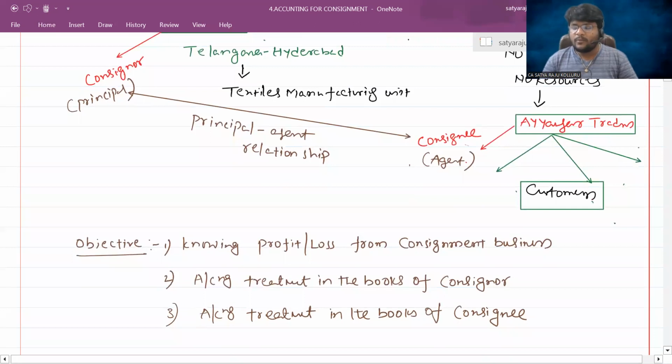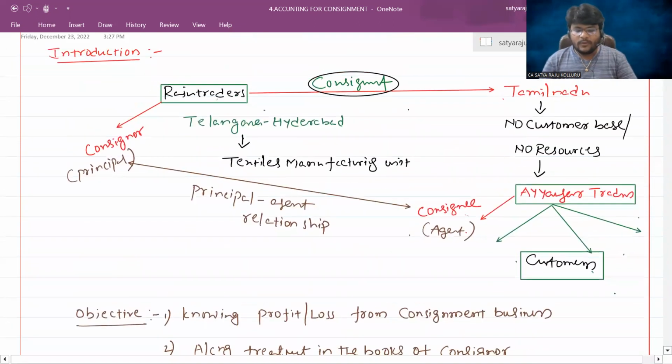Next, accounting treatment in the books of consignor. It means the consignor is going to enter into different transactions with the consignee or with other parties, with respect to consignment business. For example, the consignor sends goods to the consignee. What is the journal entry, sir? The consignor incurred certain expenses directly related to consignment. What is the entry, sir? If the consignee sold goods to an outside party, that is customers, what is the journal entry in the books of consignor, sir? Certain commission needs to be payable by the consignor to the consignee. What is the journal entry, sir?